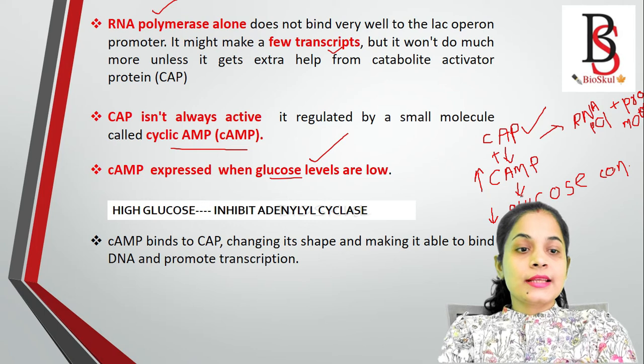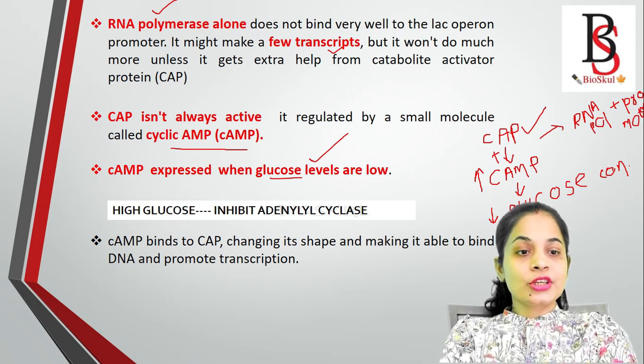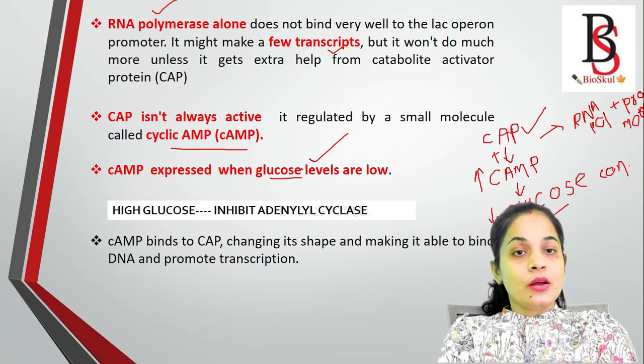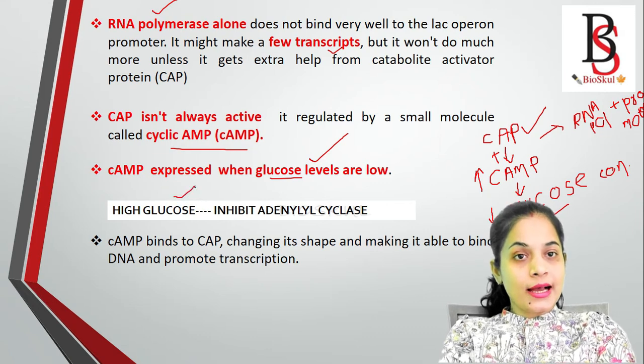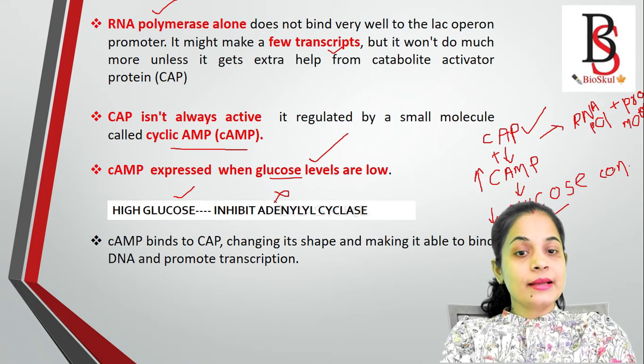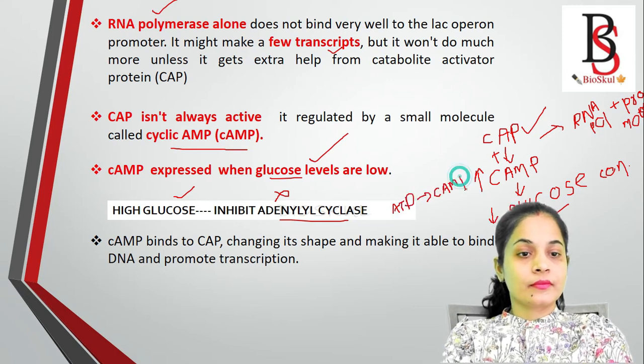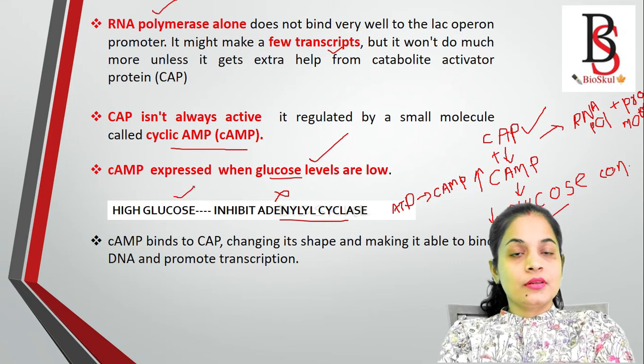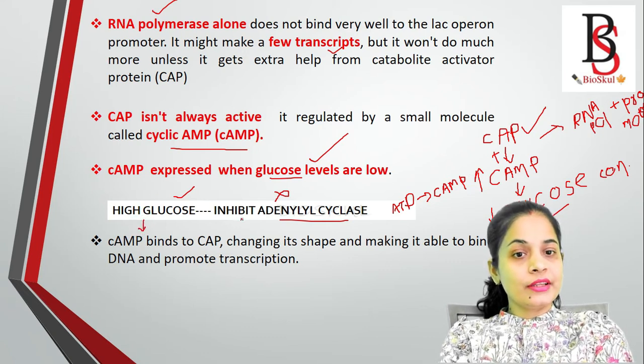Now the regulation of cyclic AMP depends on the concentration of glucose. When the glucose concentration is high, the high concentration of glucose inhibits the enzyme adenylyl cyclase, and this enzyme helps in the conversion of ATP to cyclic AMP. That's why when the glucose concentration is low, it cannot inhibit the adenylyl cyclase. So adenylyl cyclase will be active and that will produce the cyclic AMP.